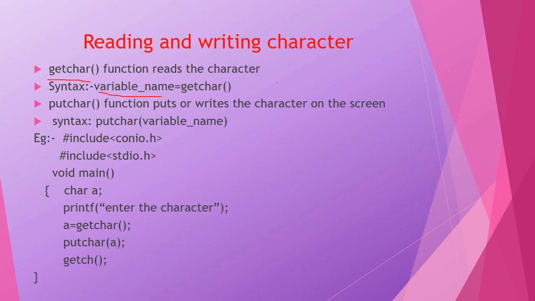For example, the variable name is A. A is equal to getchar, the function name. Okay, only that much. This can be used only with a single letter. If there is only one letter, we use this. Otherwise, we are not supposed to use this one. Okay, so that's about the getchar function.